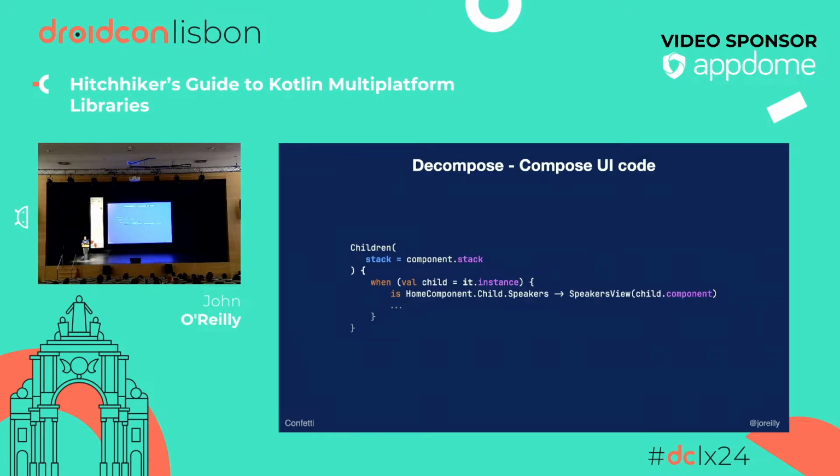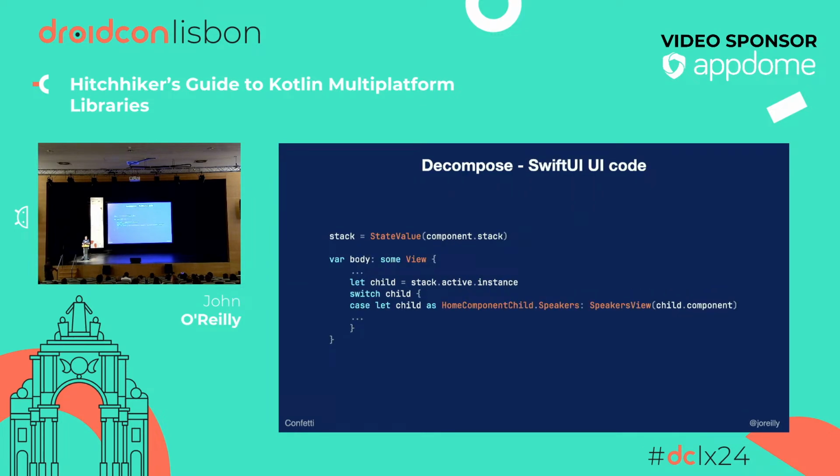And this is how, in this example, we decide when to show that speaker's UI. In this case, firstly, in the Compose client, we observe the active child instance from the component stack we saw earlier, see that it's set to child.speakers, as we saw in the previous slide, and then navigate to that screen, passing in, importantly, the associated child component as well. Almost identical code in the iOS SwiftUI client, for example, again observing the component stack to decide which view to show.